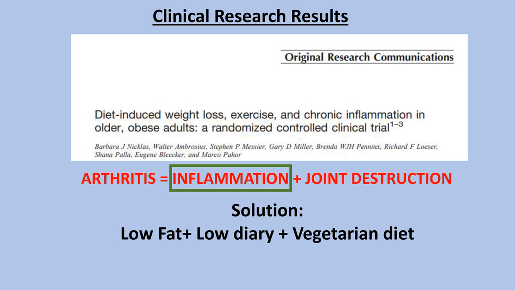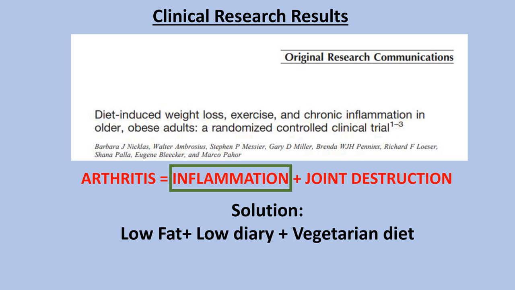So one of the groups had healthy lifestyle, and this group was used as a control. Another group also had diet induced weight loss. So basically they reduced their calorie intake and allowed them to lose weight over the 18 months. There was also another group that underwent exercise, and another group that underwent diet plus exercise.